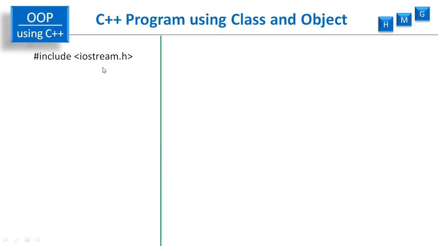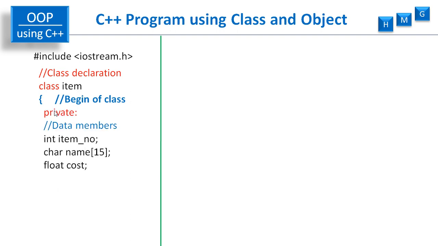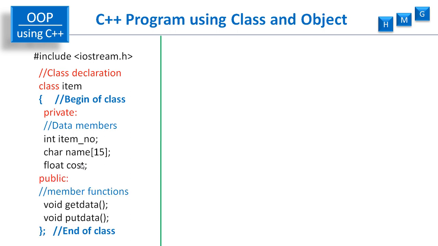First of all, you have to declare the class. The class keyword, item is the name of the class, beginning of the class. Then in the private section, again declare data members. Three data members are declared: item number, name and cost. In the public section, two member functions are declared, getData and putData, in the class. So this is the class declaration.